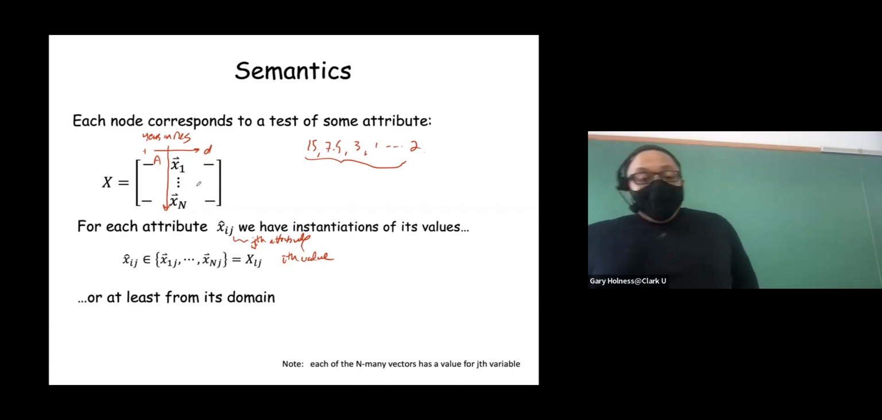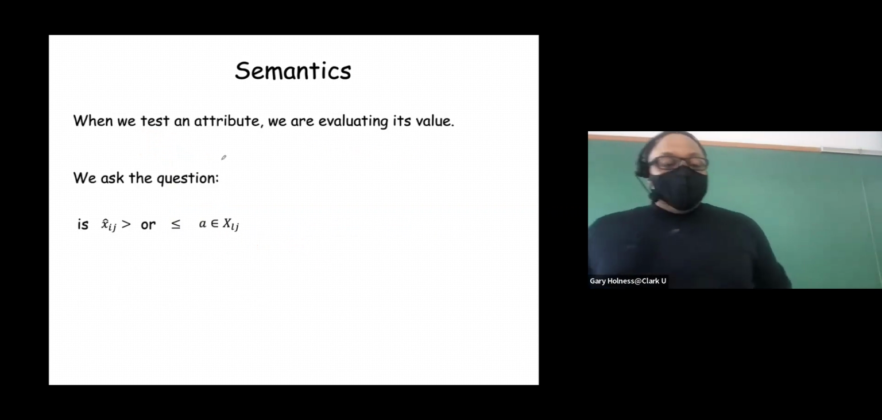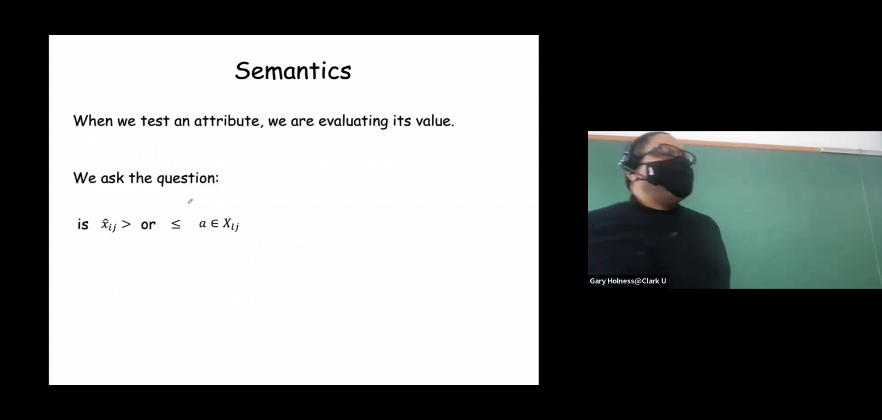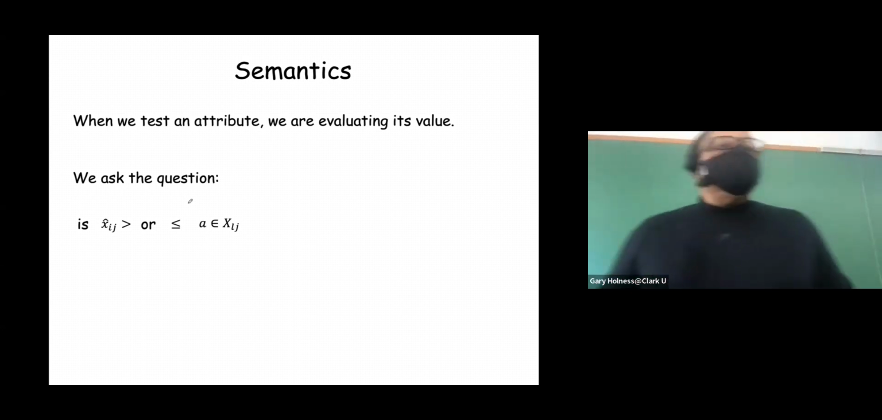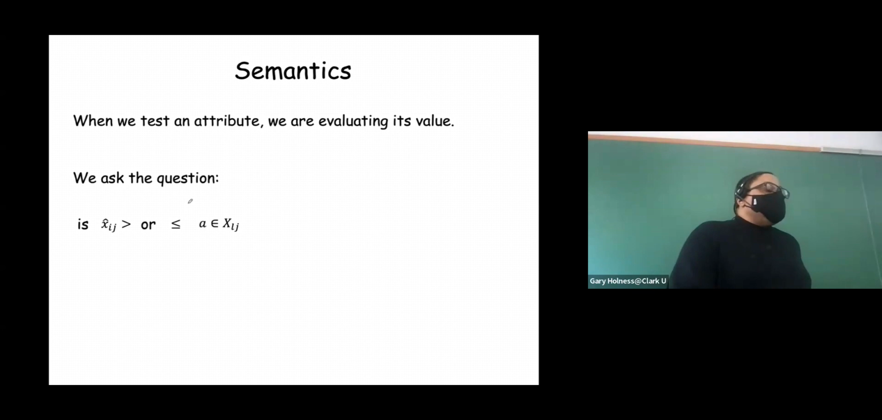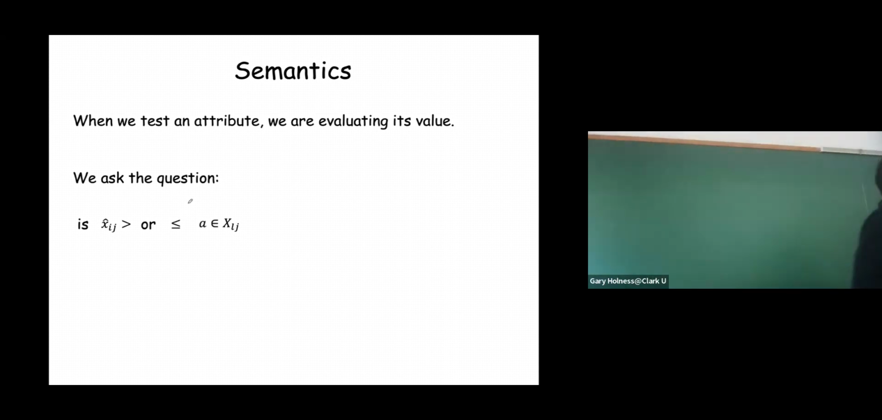Yeah? All right. And so when we do that, we're going to encode in our nodes in the tree a question. And that question is, for that particular variable, like years in residence, was it greater than a particular value among all the values that it can take on, or was it less than or equal to that value? So that's a yes/no question. Does that make sense? All right.